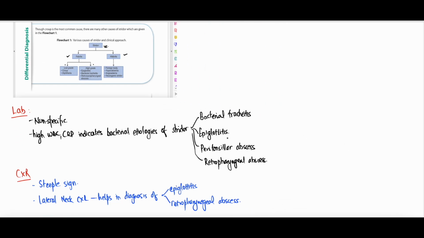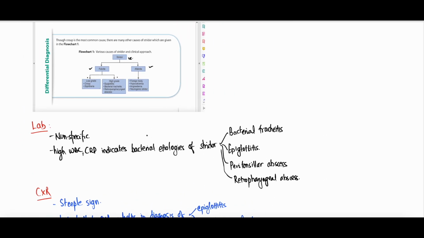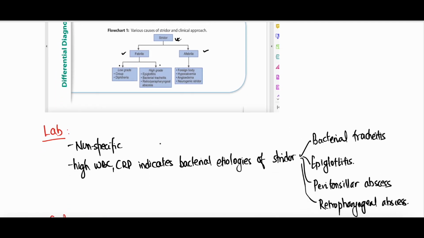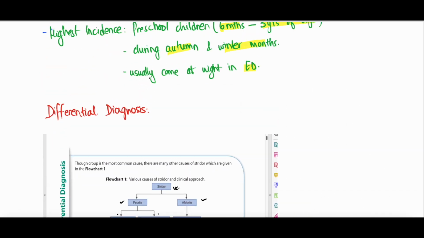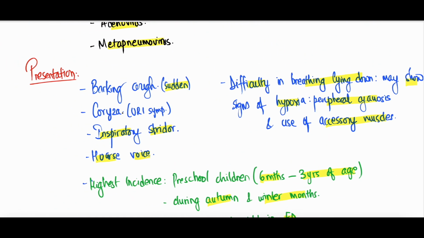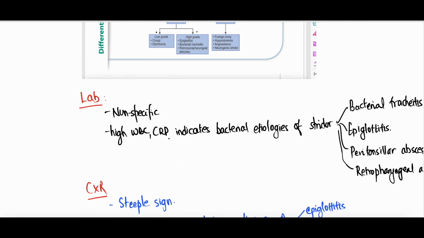So now we talk about the diagnosis. How can we make a typical diagnosis of croup? In croup, more or less, as I said, it's all about clinical features. We just make a diagnosis of croup using the clinical features.